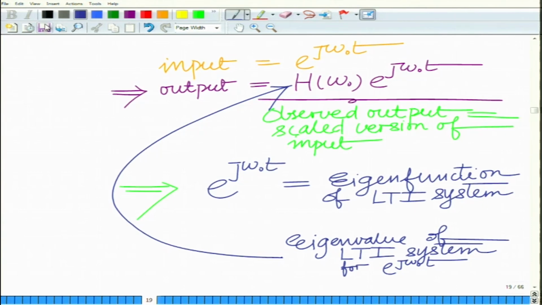All right. So, this basically clarifies that these complex exponentials e raised to j omega naught t are the eigenfunctions of the LTI system, and the corresponding eigenvalues are H of omega naught, that is the frequency response evaluated at the angular frequency omega naught.